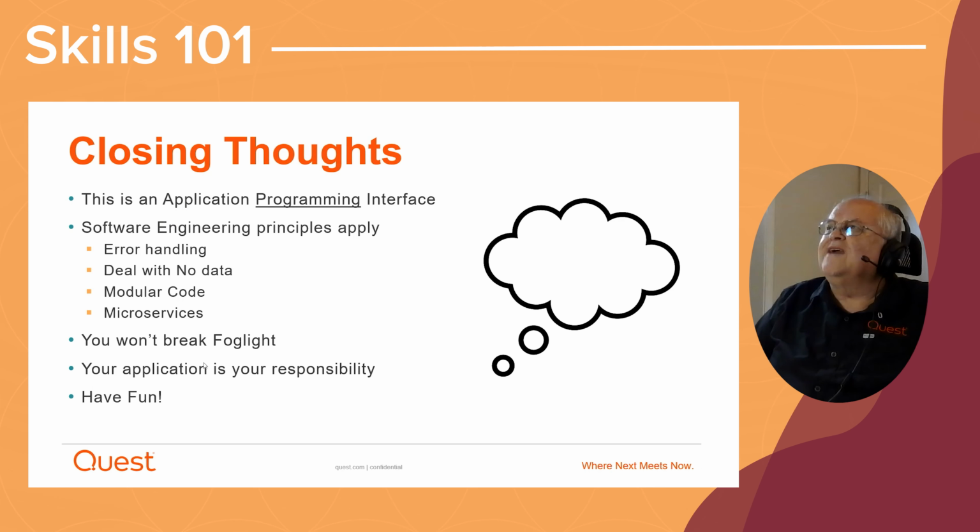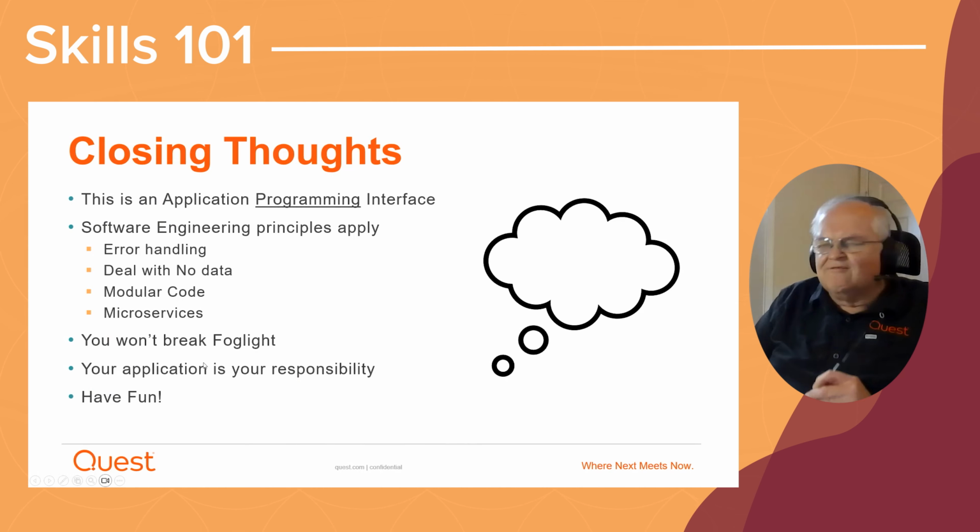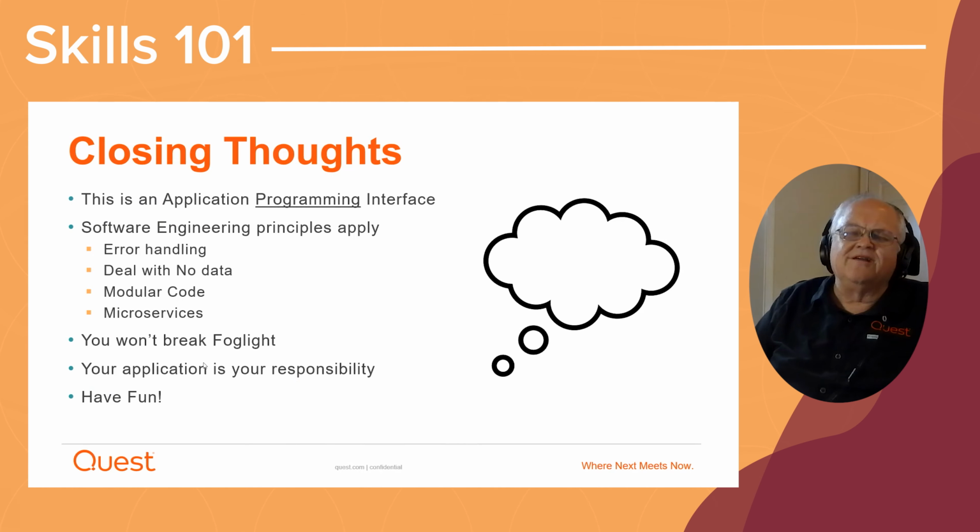You're not going to break Foglight, okay? Nothing you do with the API is really going to cause Foglight to crash. You might cause some problems with a particular alarm or the particular topology object you're manipulating, but you're not going to break Foglight, so you can go ahead and do whatever you need to do and test it. Do that, of course, always test in a development environment.